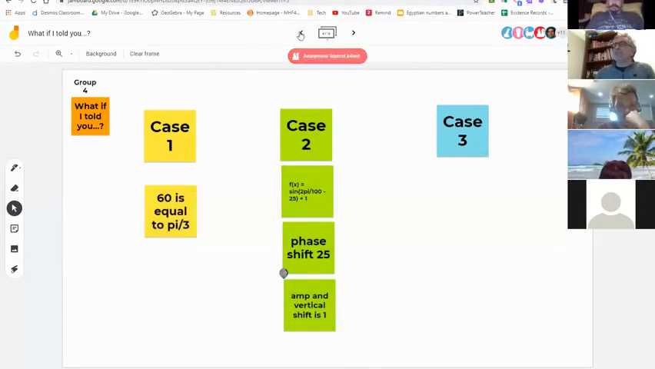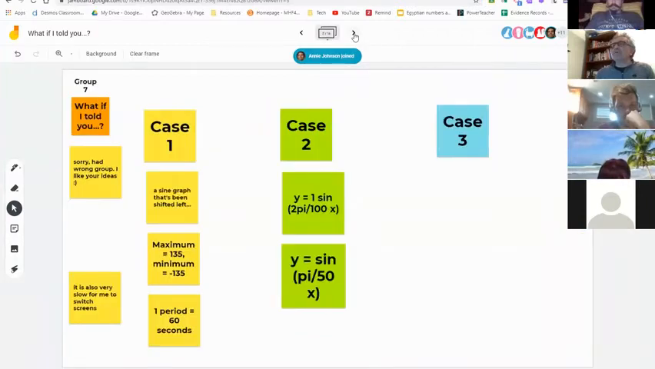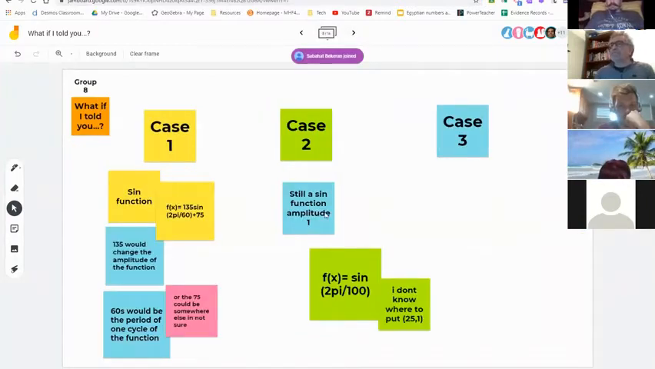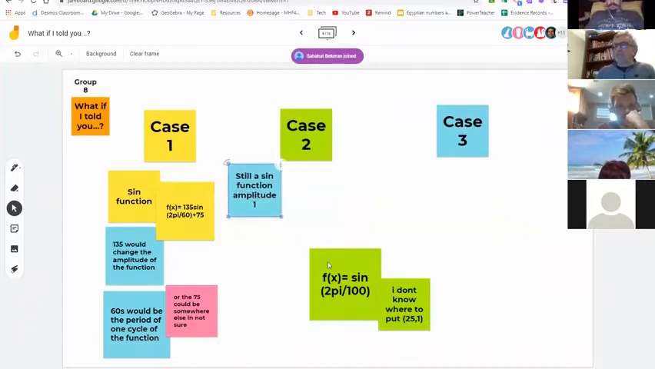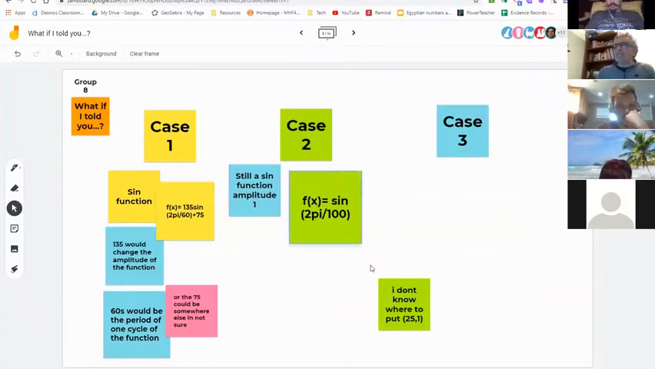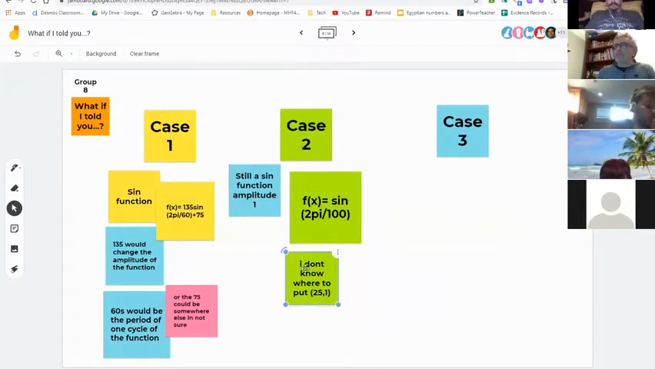All right. So case 2 now. Let's go backwards this time. We begin with team 8. Still a sine function, amplitude 1. That is correct. Sine of 2 pi over 100. The amplitude is 1, so that didn't change anything. I don't know where to put the 25, 1. Yeah, that's interesting.